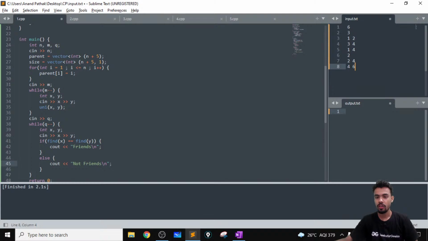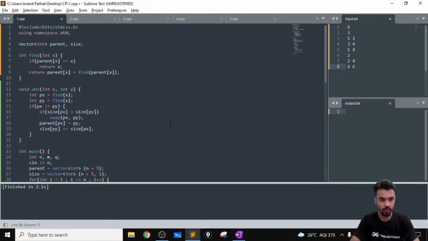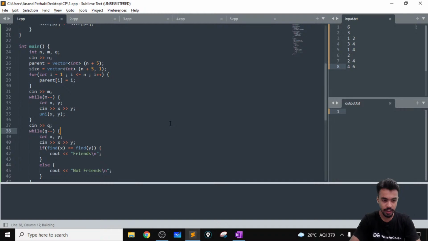Okay, so now from the input itself, you can see 1 and 2 are connected, 3 and 4 are connected, and if you are connecting 1 and 4, then all of them are getting connected with each other. So 1, 2, 3, 4 would be friends of each other. So if you are asking for 2 and 4, then 2 and 4 are going to be friends of each other, and for 4 and 6, as 6 is only friend with itself, and 4 is in this group, 4 and 6 are not friends of each other. Okay, so the first input should give friends as a result, and the other input should give not friends as a result. So let me check if we are getting the correct result or not.